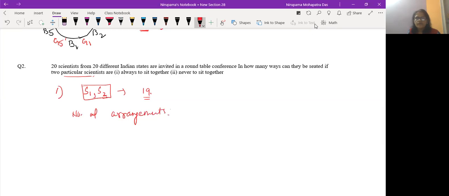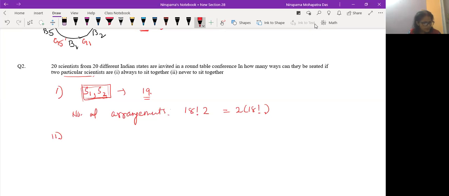will be factorial 18. But these two scientists can be arranged among themselves, I mean the interchange of the positions, S1, S2 or S2, S1. So that can happen in two ways. Okay, so you are getting the total number of arrangements equal to 2 into factorial 18. Okay, now coming to second part.